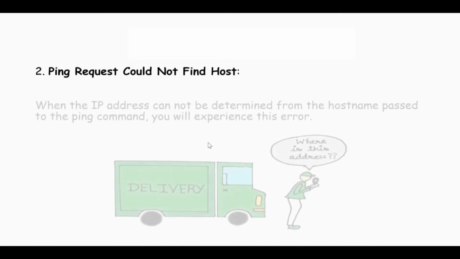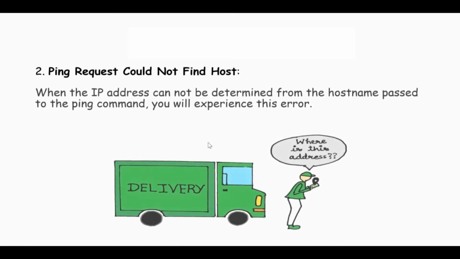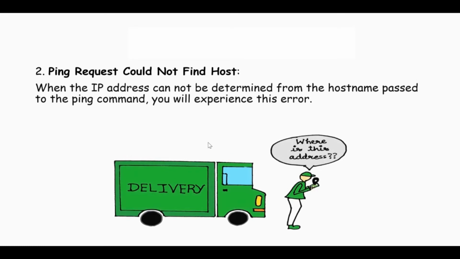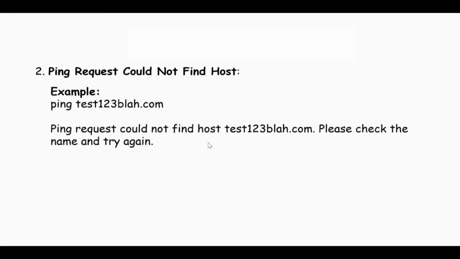So second error will be ping request could not find host. So guys, let's say I want to deliver a package, but I couldn't find the address and there is no proper contact number to contact that person to whom I need to deliver this package. Then I will fail to deliver this package, right? Similarly, when the IP address cannot be determined from the host name passed to the ping command, then you will experience this error. For example, I passed ping test123blat.com, where such a domain didn't exist. So it couldn't find the host and it threw an error to check the name and try again.